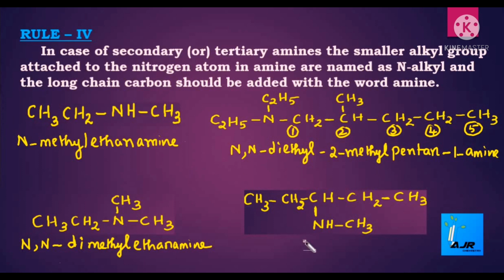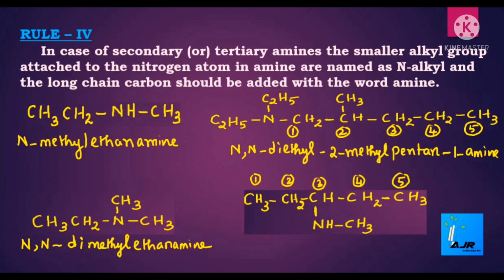Okay. Now check the last one. 1, 2, 3, 4, 5. So this is the longest chain. It's okay if you number from this side or this side. In both cases, this N will get the same number, right? Third. In the third carbon, the amino group is attached. So now we shall number from this side. No issues. 1, 2, 3, 4, and 5.